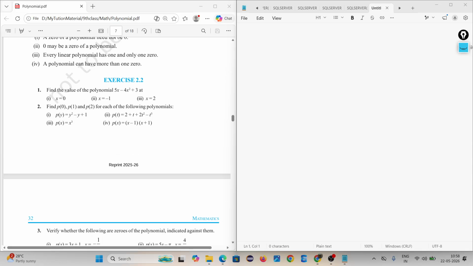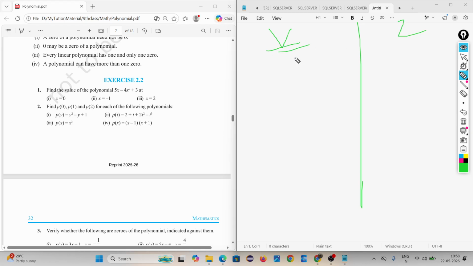Then look, find the value. Two things we are discussing, value and zero. Value means your question will give you some variable value. You have to put that value in place of the variable and find the value. Zero means the variable value you put makes the equation become 0. Then look at the first question. Here the question is asking: finding the value or finding the zero? Value means whatever variable value is given, you put it in that polynomial and find the value.